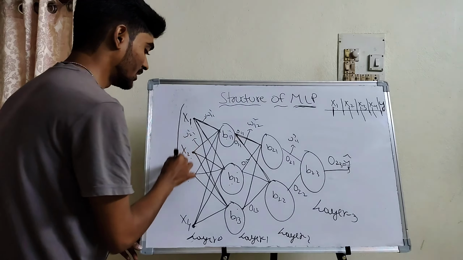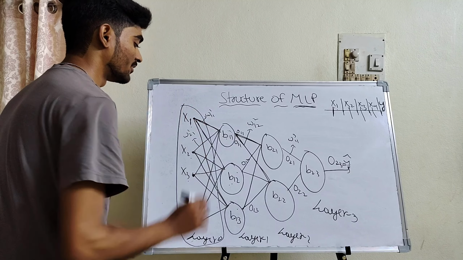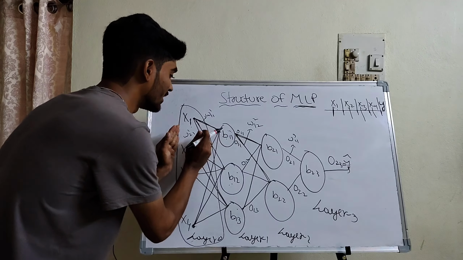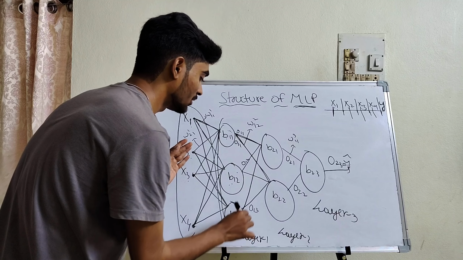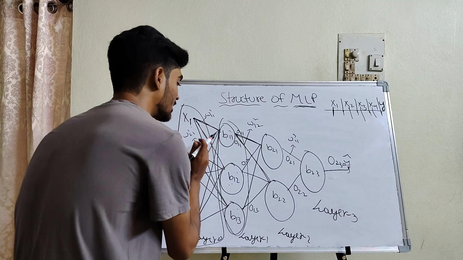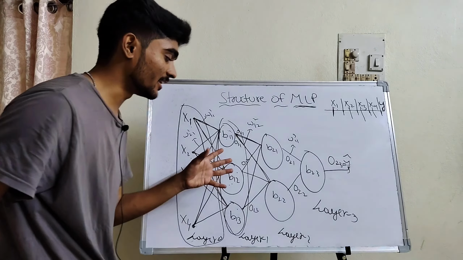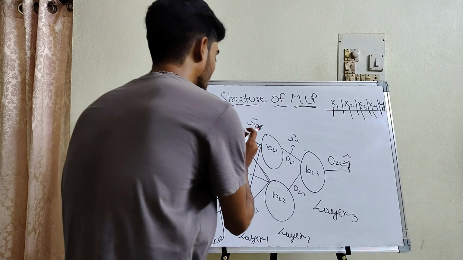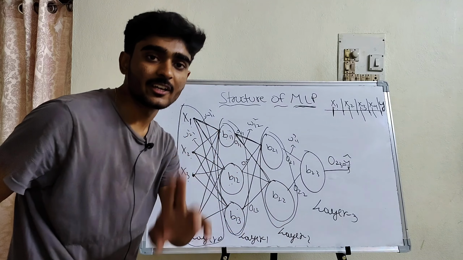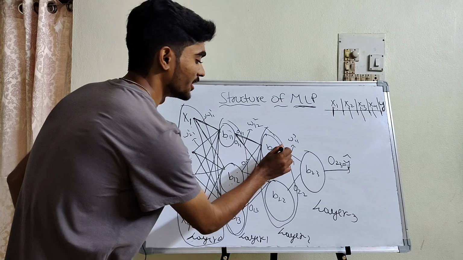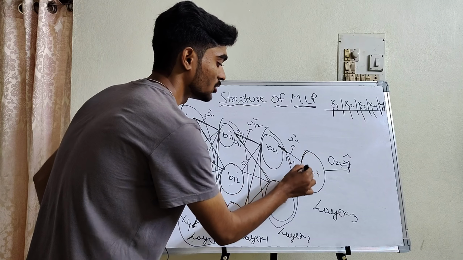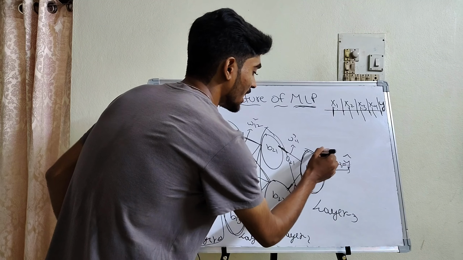This is our input layer, from where the input is coming to the neural network. From the input layer the inputs come to this layer, so it is called the first hidden layer. From here the outputs become inputs to this layer, so it is called the second hidden layer. The outputs from the second hidden layer come to this layer, so it is called the output layer.